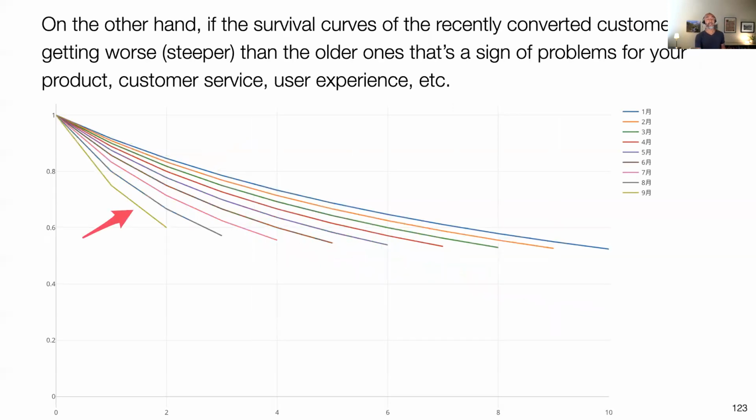On the other hand, if the order is opposite, so the recent customers' survival curve is worse than the older cohorts' survival curves, then that's an indication that your service is getting worse, or somehow you're acquiring the wrong kind of customers, or something's going on. This is a bad sign, right? So this type of chart helps you see which area you should pay more attention to.